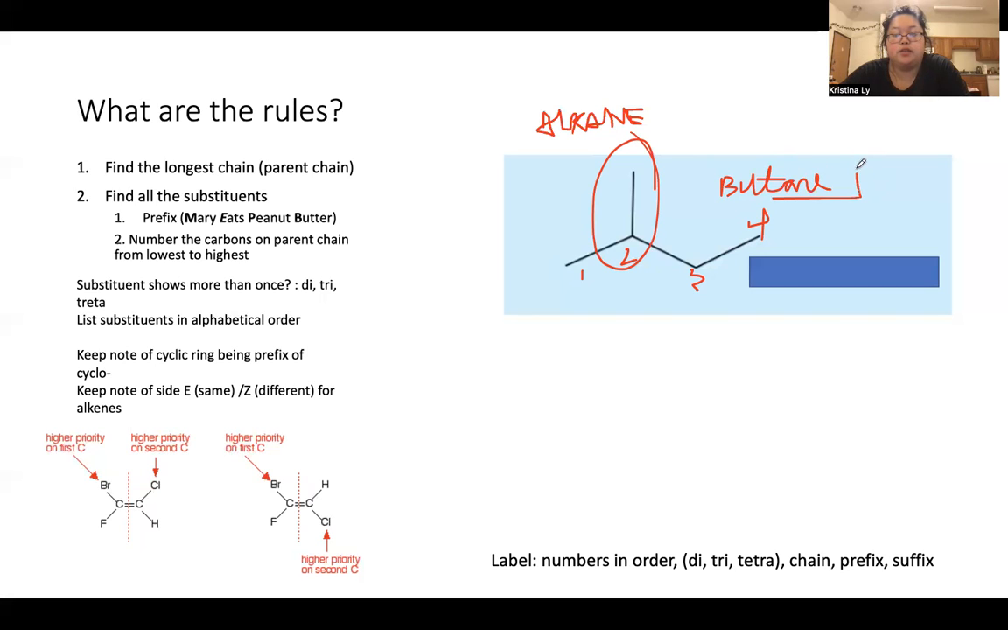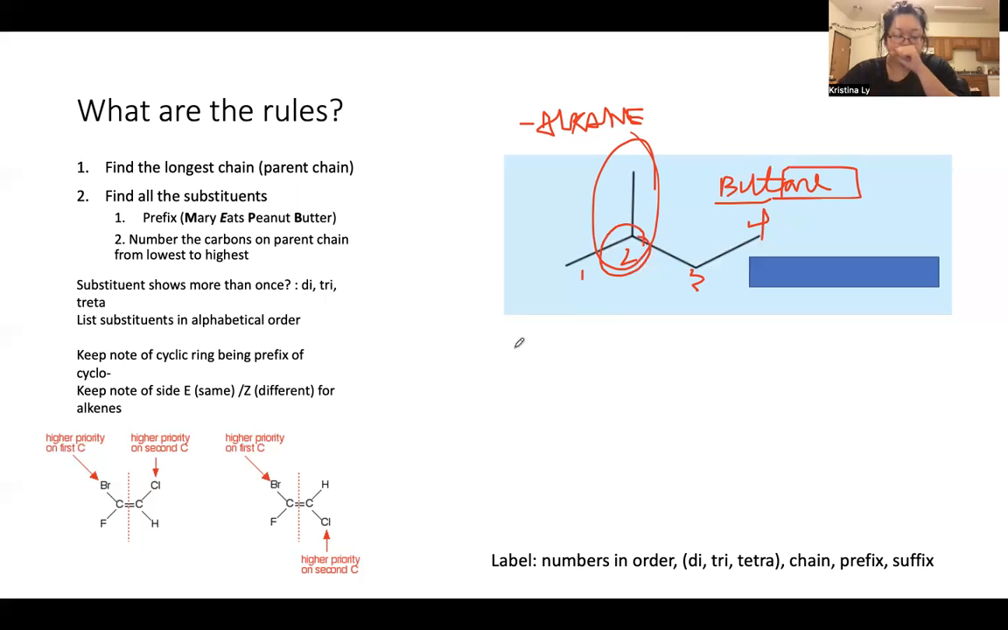So we have our suffix of -ane, butyl, meaning 4 attachments. So we know it's an alkane. We know that the suffix has to be -ane. We know that the parent chain has 4, and that's why we have Mary eats peanut butter: meth, eth, prop, butane. And we have our substituent that we found from lowest to highest because there's no other substituent. This is the only one, at position 2 of the parent chain, and the structure itself is a methyl. So now we're going to start labeling it.